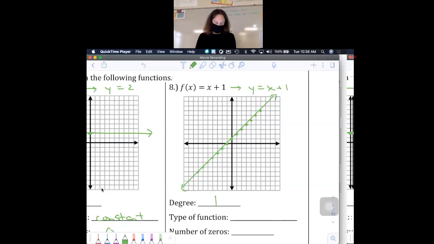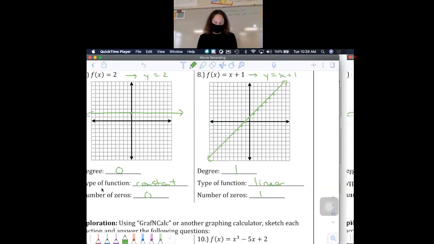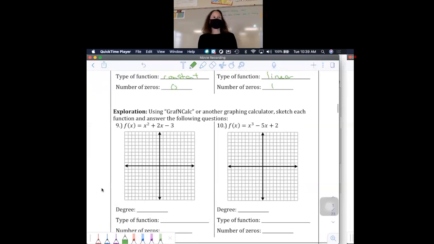So what is the degree of that function or polynomial? That's a 1, because remember, we have that imaginary 1 as an exponent on basically anything. It's even on the whole number 1 there, too. We just don't write 1 as exponents, because it's a waste of our time. Type of function is good. And how many zeros are there? Perfect.